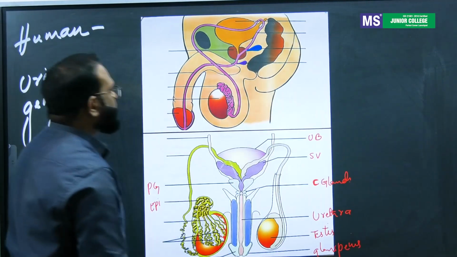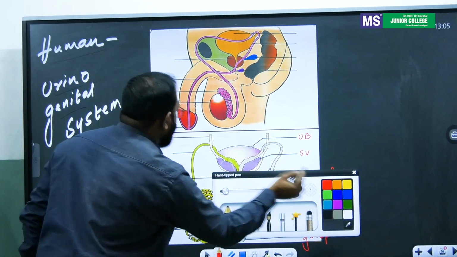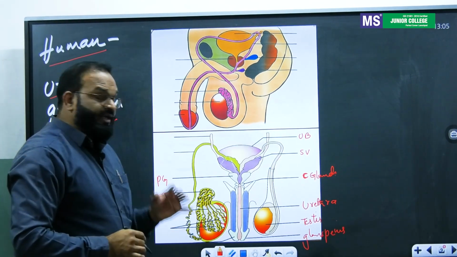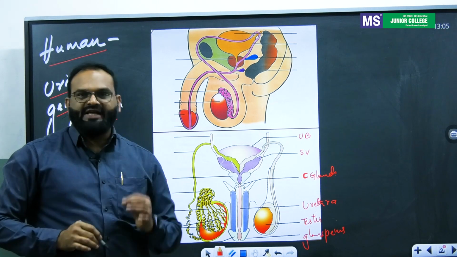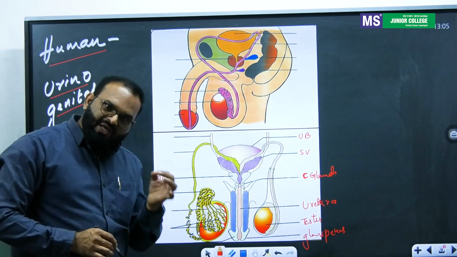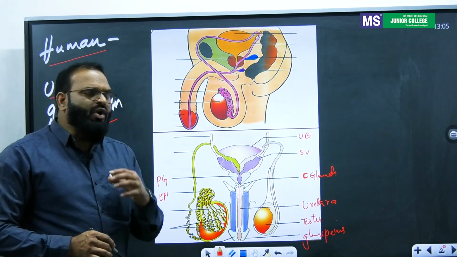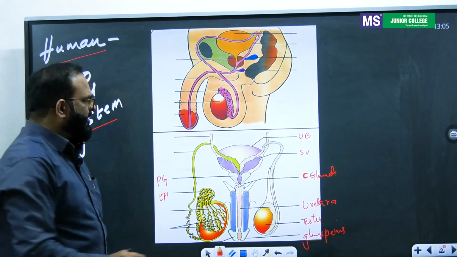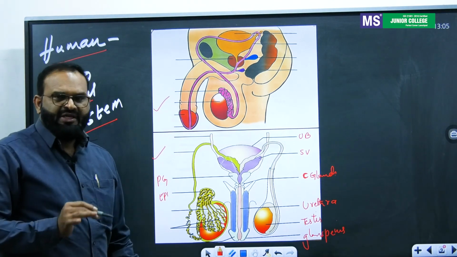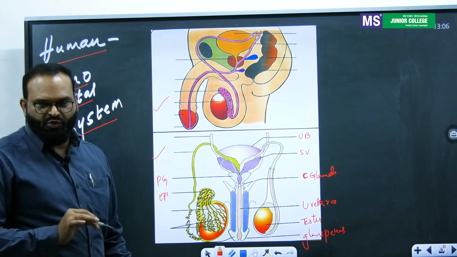Next chart, human urinogenital system, students. You are second year students, and as you know, the human male or female reproductive system is important for the board exam. So you are already perfect with the diagram. You choose any one diagram, students. You are already perfect in the human male reproductive system and female reproductive system.